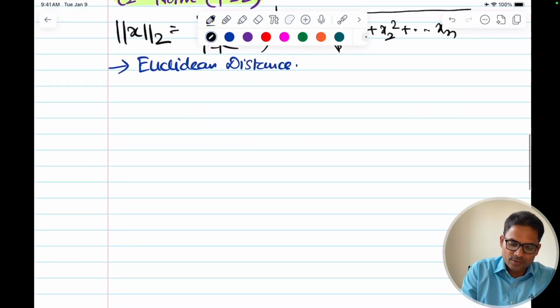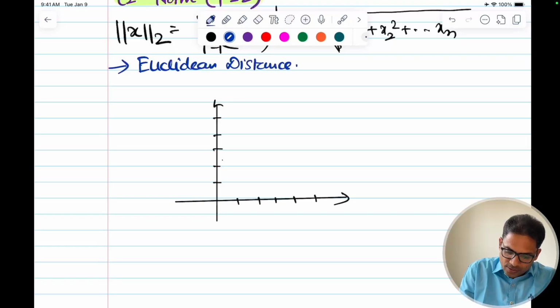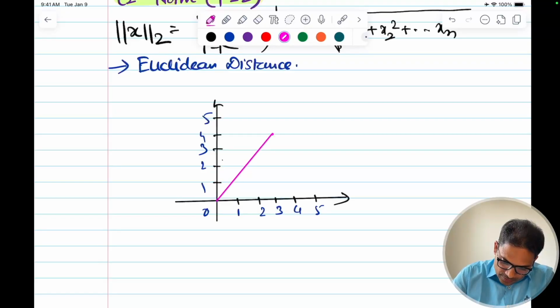Say for example, let's do simply. Say for example, this is your coordinate axis. You have 1, 2, 3, 4, 5 like that, and 0 at the origin. So say you have the vector 3, 4, something like this. X is 3, y is 4. So this is a vector.